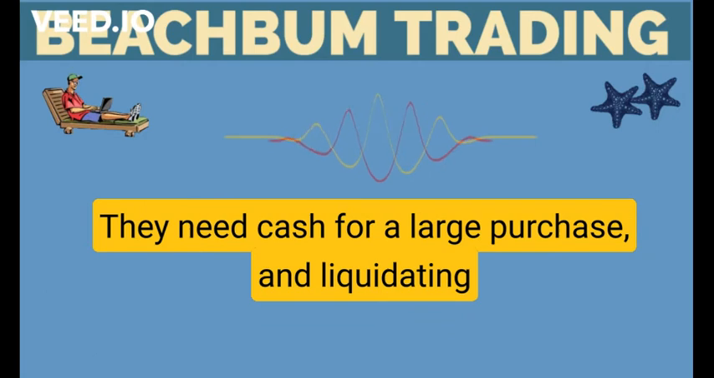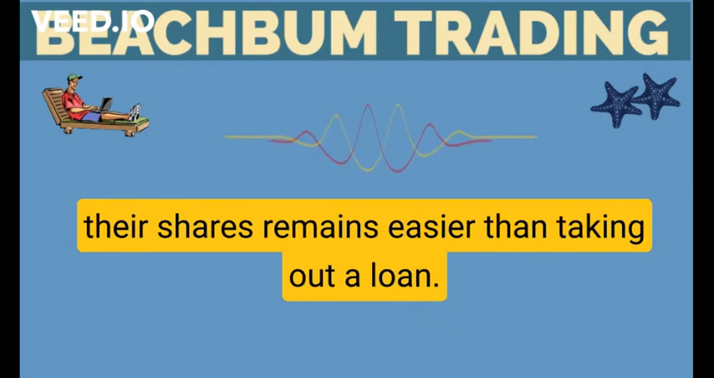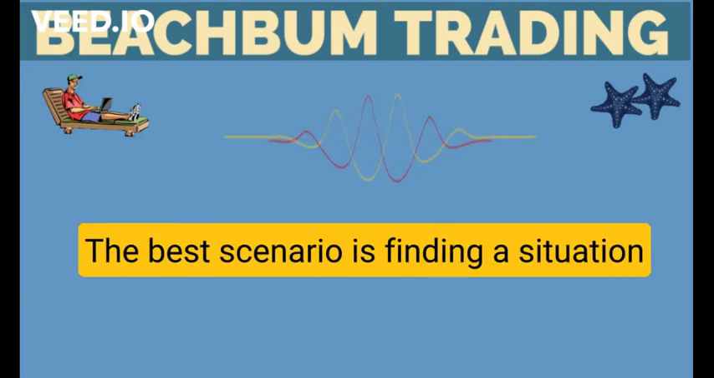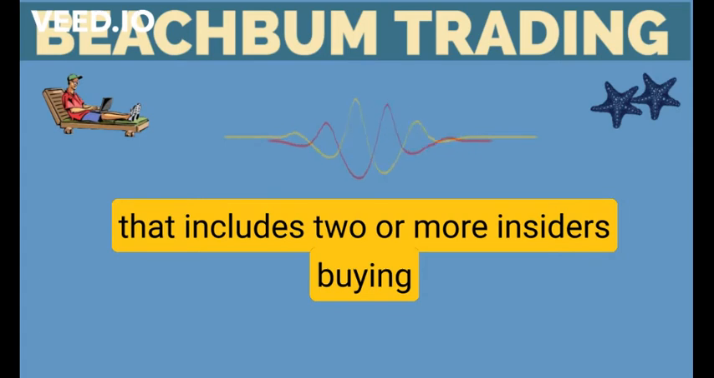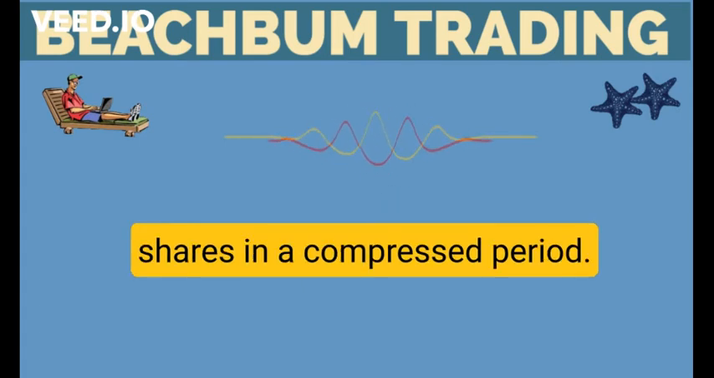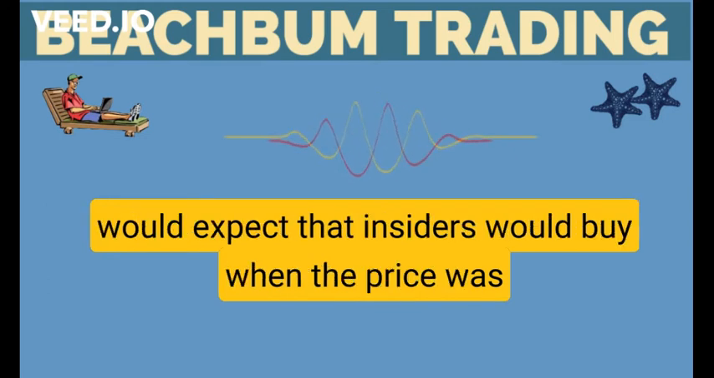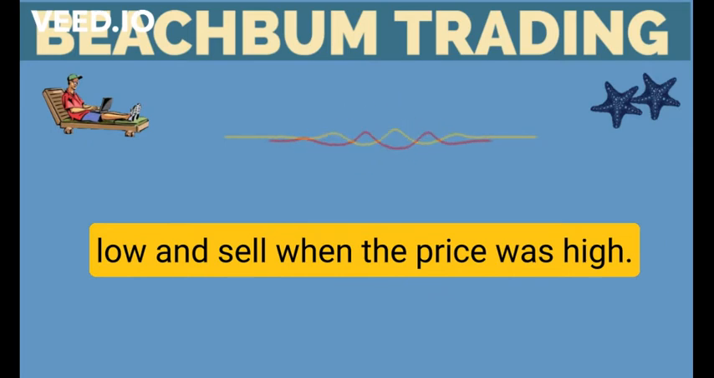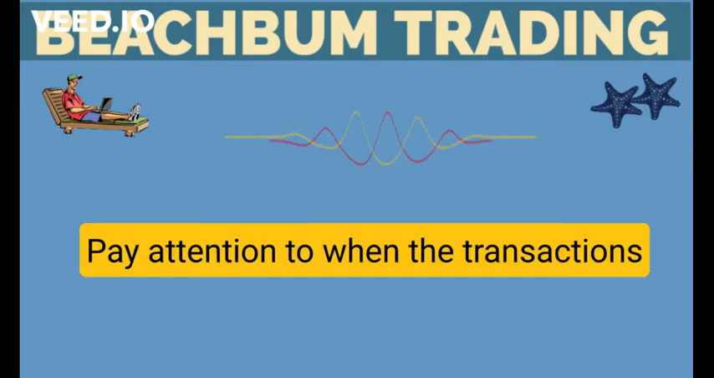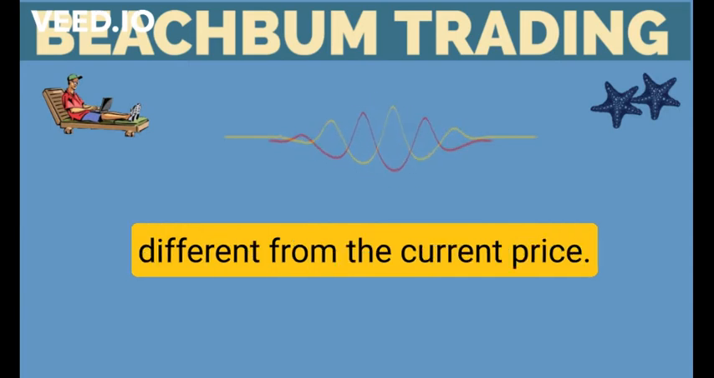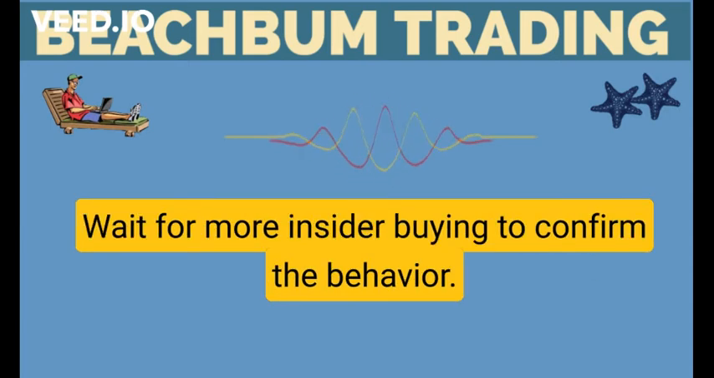They need cash for a large purchase, and liquidating their shares remains easier than taking out a loan. Pay attention to the number of insiders buying or selling. The best scenario is finding a situation that includes 2 or more insiders buying shares in a compressed period. The price paid for the transaction is important, as you would expect that insiders would buy when the price was low and sell when the price was high. Pay attention to when the transactions occurred and the selling price. If the price is significantly different from the current price, wait for more insider buying to confirm the behavior.